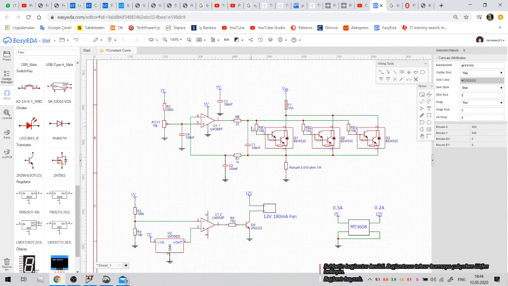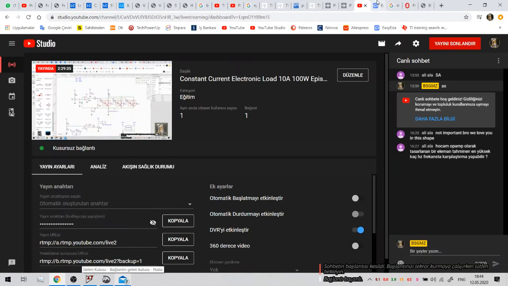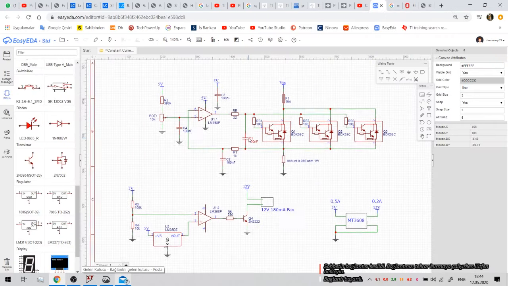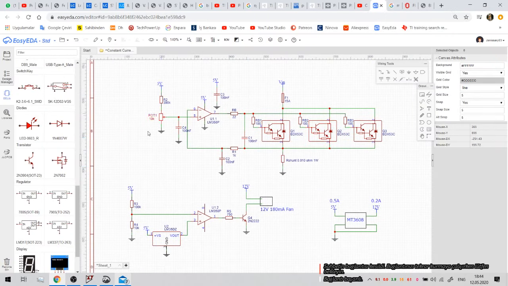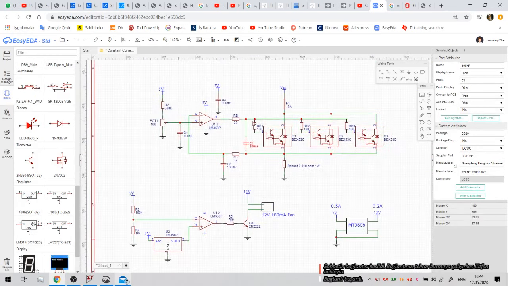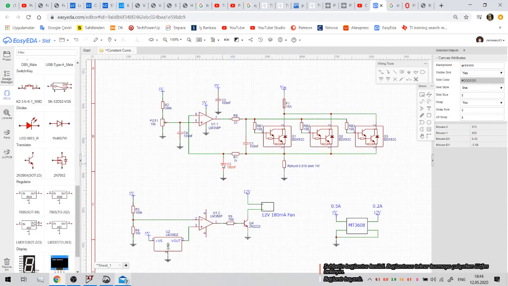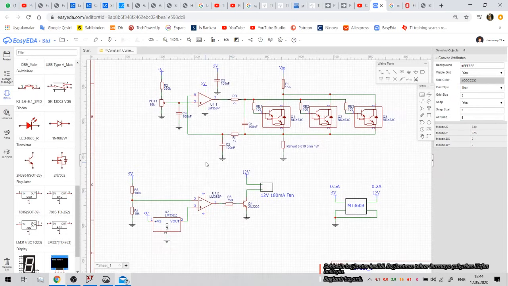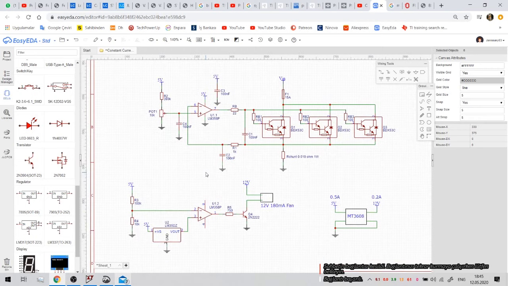Yes, that's it. We have designed it. No one is watching now, but I think we have designed it. Yes, I can increase this capacitor. I think I have said that. Okay, I think we have done it. No more than this.